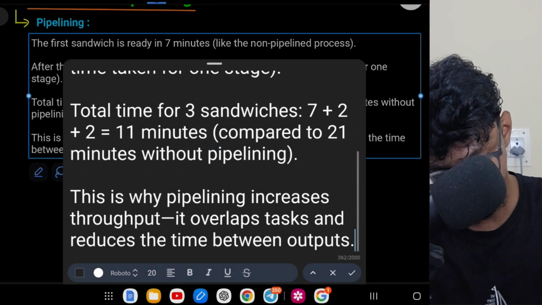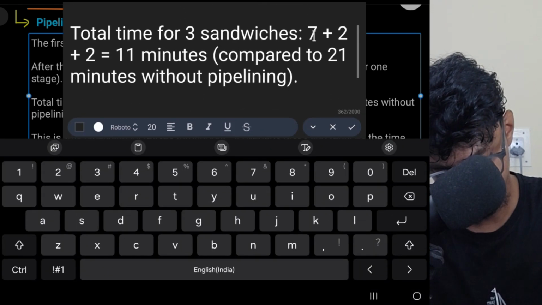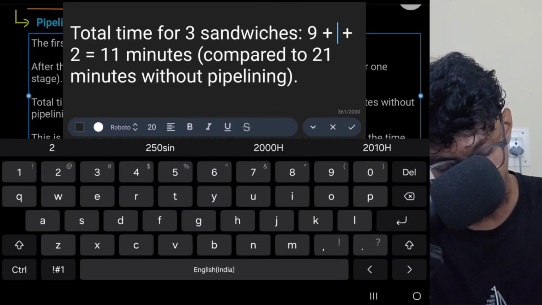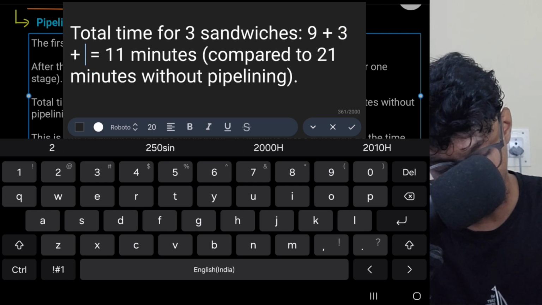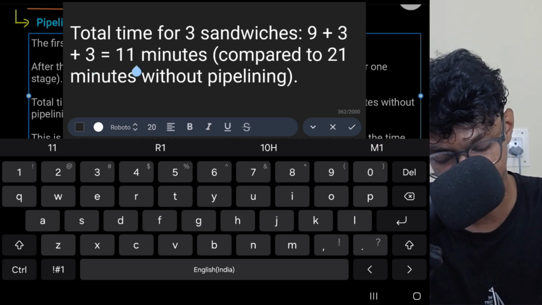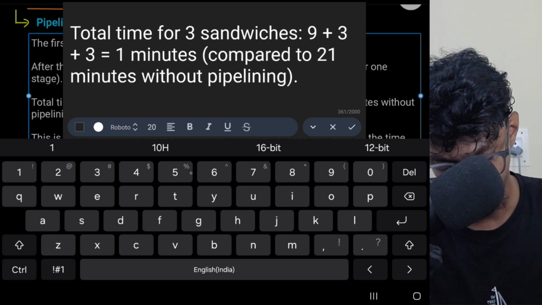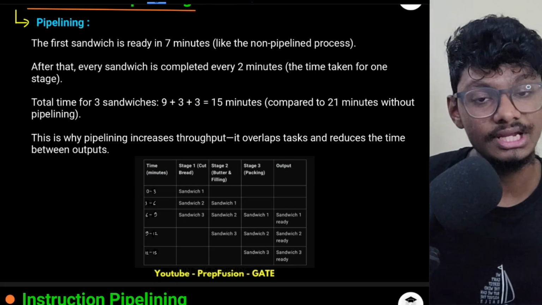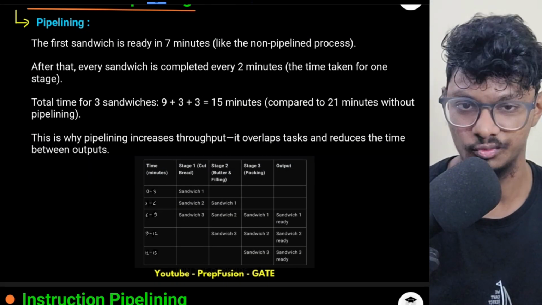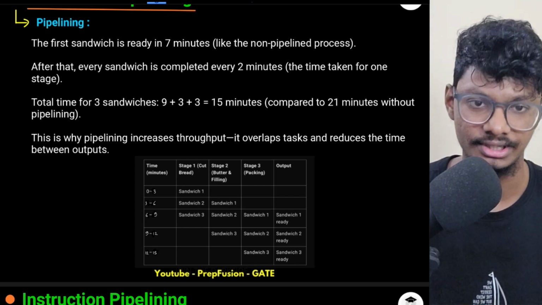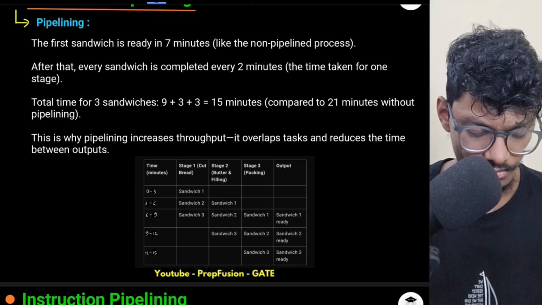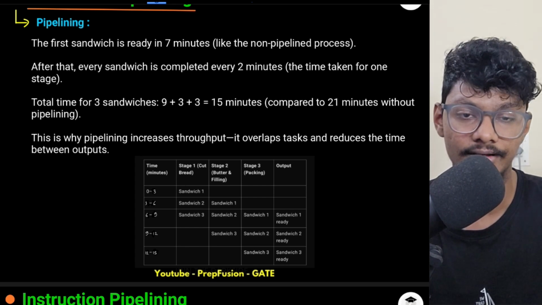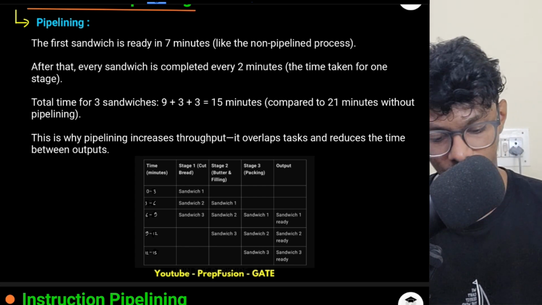Only the first sandwich will take me more time to make, that is 9 minutes, and after that every sandwich will only take just one clock cycle, that is 3 minutes. So it will be totally 15 minutes. Obviously I'm saving 6 minutes, which is huge. It is almost 30% savings. I hope you have understood what I wanted to explain using this operation.